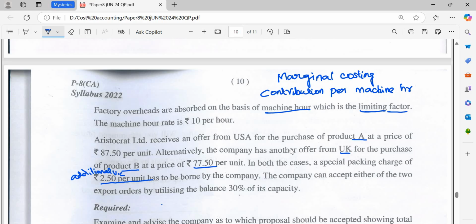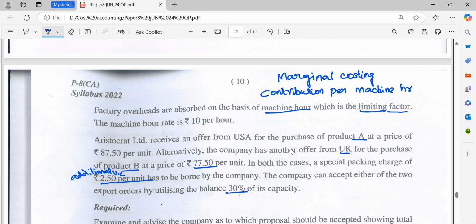The company can accept either of the two. I can't accept both the orders. I can accept only one order by utilizing that balance 30% capacity, either USA or UK and not both. So how can I determine? I already told you the limiting factor is machine hour. So I have to calculate contribution per machine hour. Based on this only I can give ranking, right?